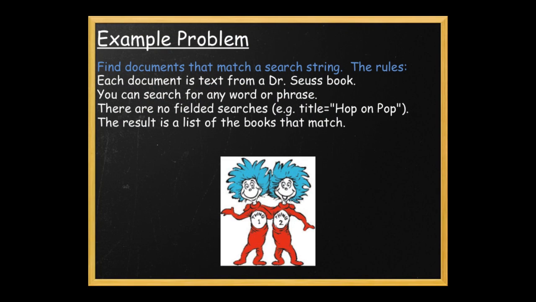Each document is a text from a Dr. Seuss book. You can search for any word or phrase that you want, but there are no fielded searches. So you can't say anything like, oh, I want the title to be Hop on Pop. This is just a free text search. And the result is a list of the books that match.